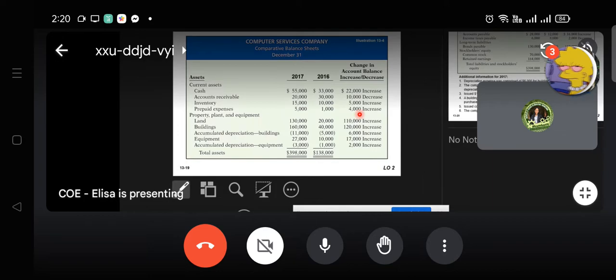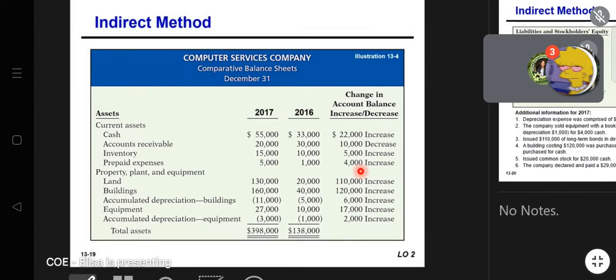Increase, miss. Increase. Okay. She collected, right? From 30, it became just 20. So she collected. So what do you think we will do with that 10,000? Is it an addition or a deduction in our presentation?